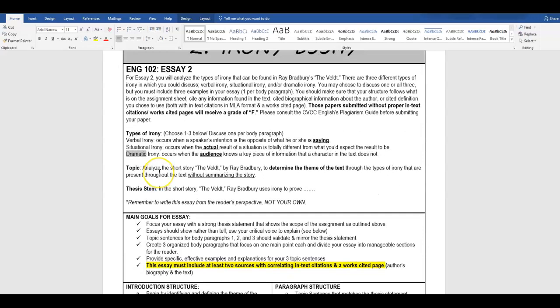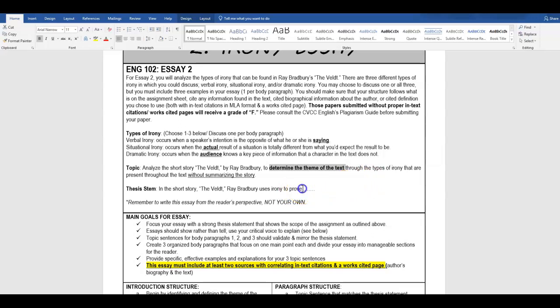The topic for this paper is to analyze the short story The Veldt by Ray Bradbury to determine the theme of the text through the types of irony that are present throughout the text without summarizing the story. Here is your thesis stem.